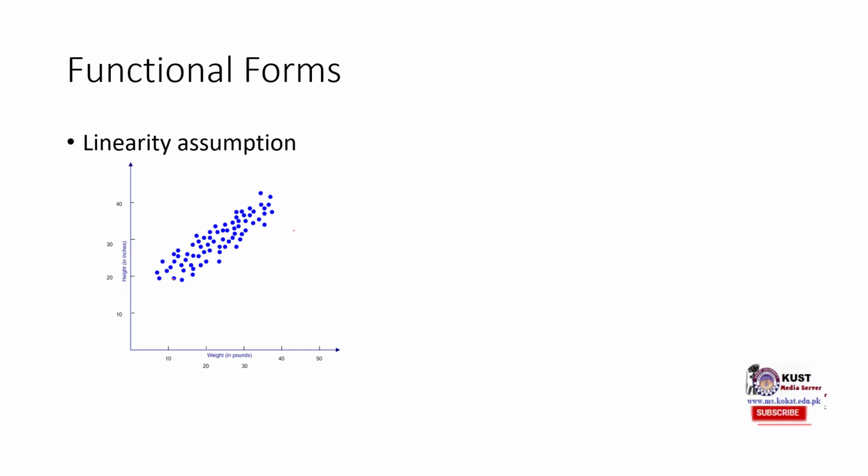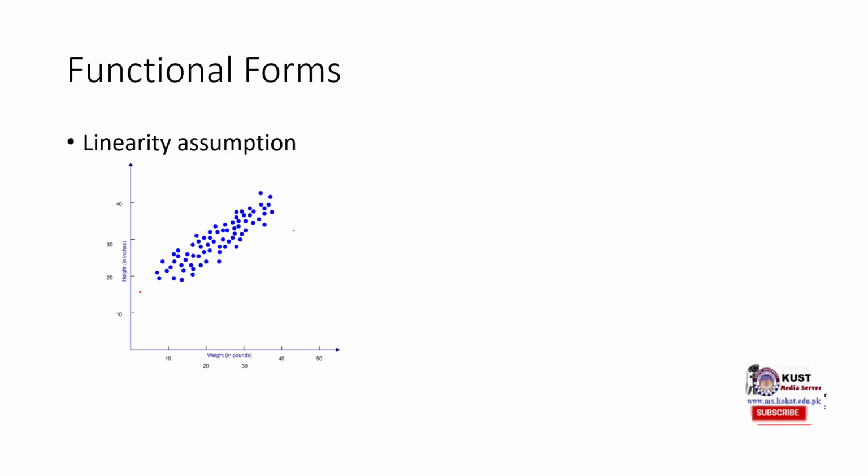So in this case, for example, this dot represents an individual whose weight is around 12 and whose height is 20. So these are all individuals that are there. A scatter plot gives us an idea of the relationship between the x and the y variable. The y-axis would have our y variable and the x-axis would have our x variable.